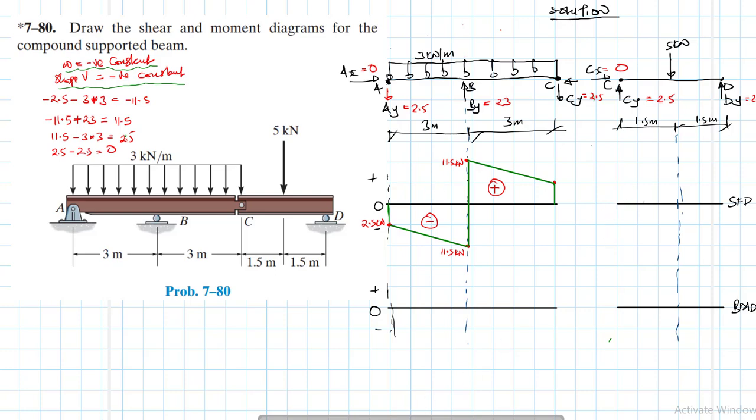The next one, we have positive 5 going up. Positive 5, so let's say up to there. Okay, so this is our 5, going up by 5. And then from C to the point load 5, in this interval, our load is equal to 0. Therefore, the slope for shear is also going to be 0. It is just going to be a straight horizontal line with 0 slope.